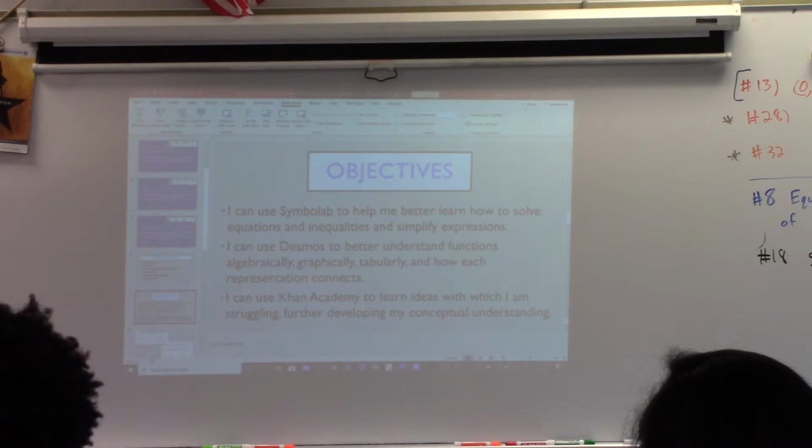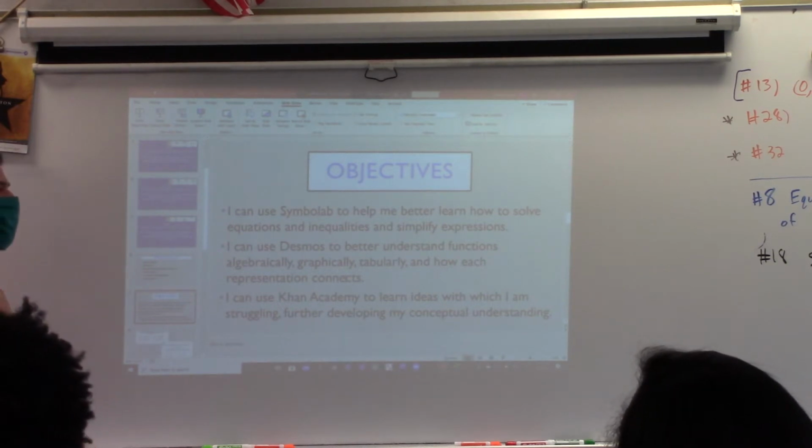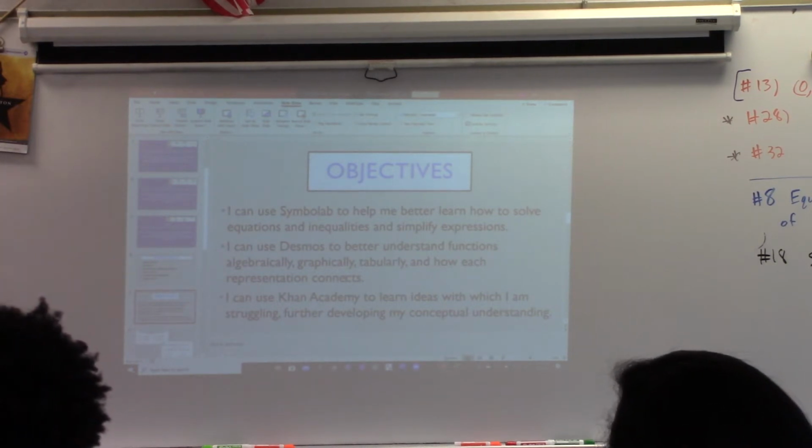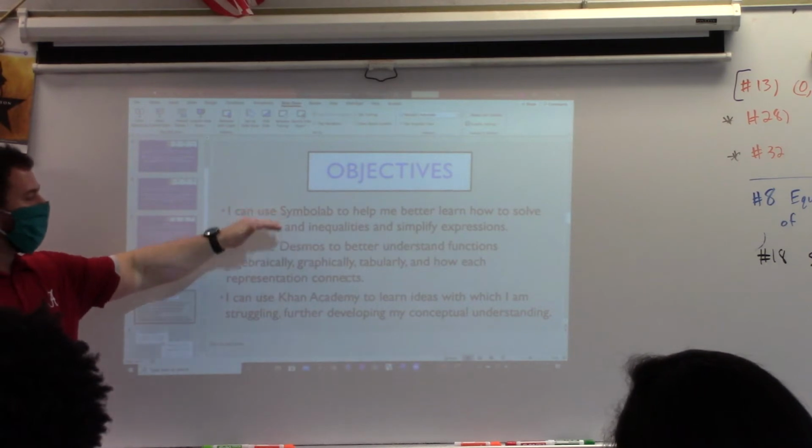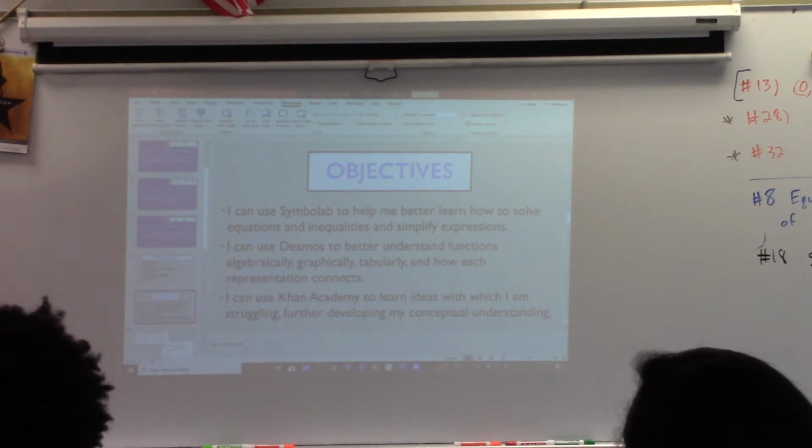Yes, Corell? So we're going to have laptops every day? No. I meant to mention this earlier. We will not have laptops in here every day. A lot of the stuff you can do in Symbolab and Desmos, you can also do on the TI Inspires. So we're going to learn how to use those more for the graphing side of things moving forward.